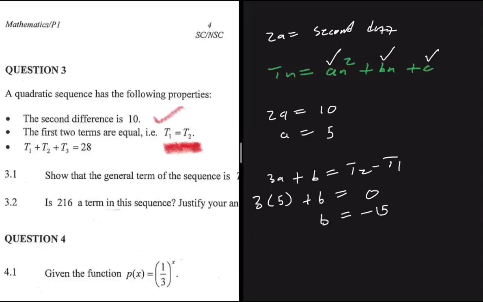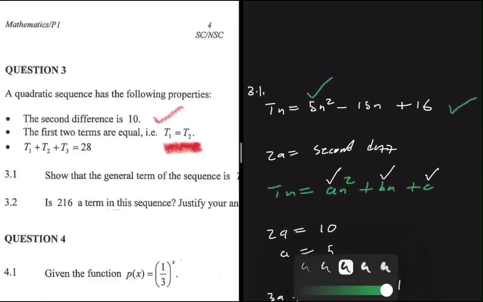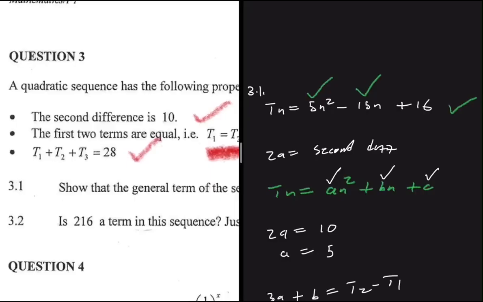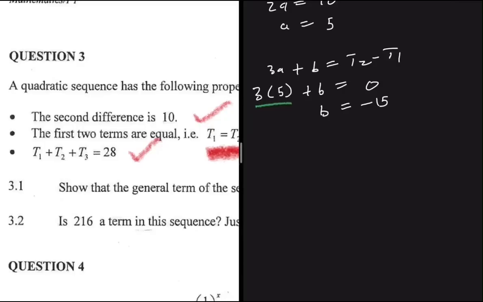We're just taking this term to the right hand side, and that is exactly what we have in our equation, minus 15. So what is left? What more do we need to do? We just need to find the value of c, which is going to be a bit tricky, but we're going to use the third bullet point that says t1 plus t2 plus t3 is equal to 28. So let's see how we can do that.